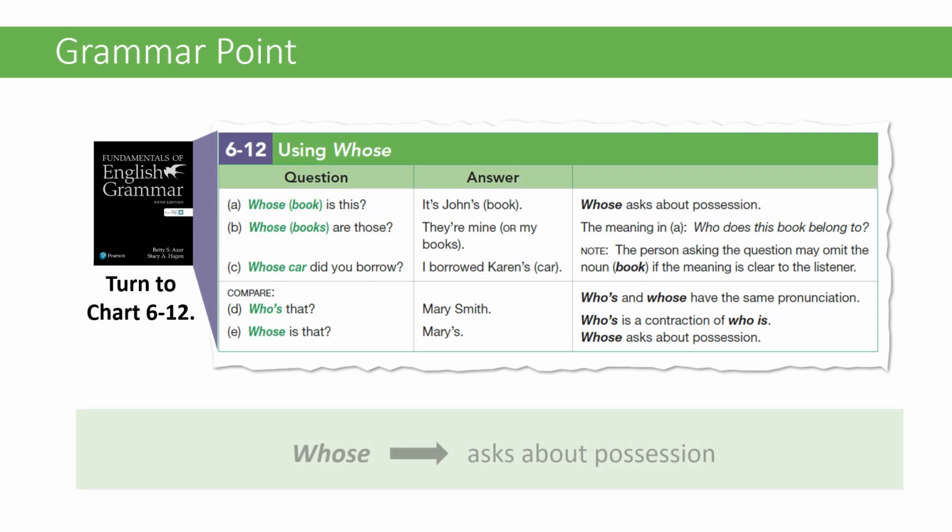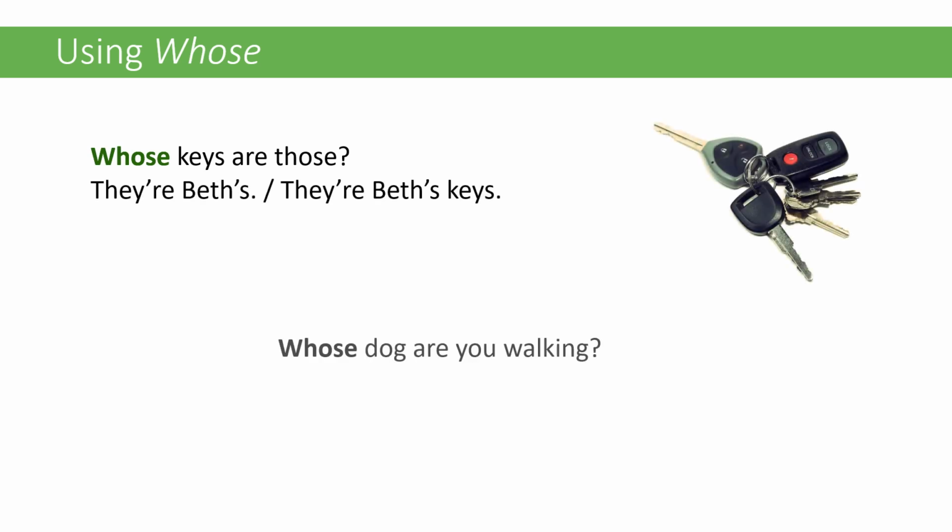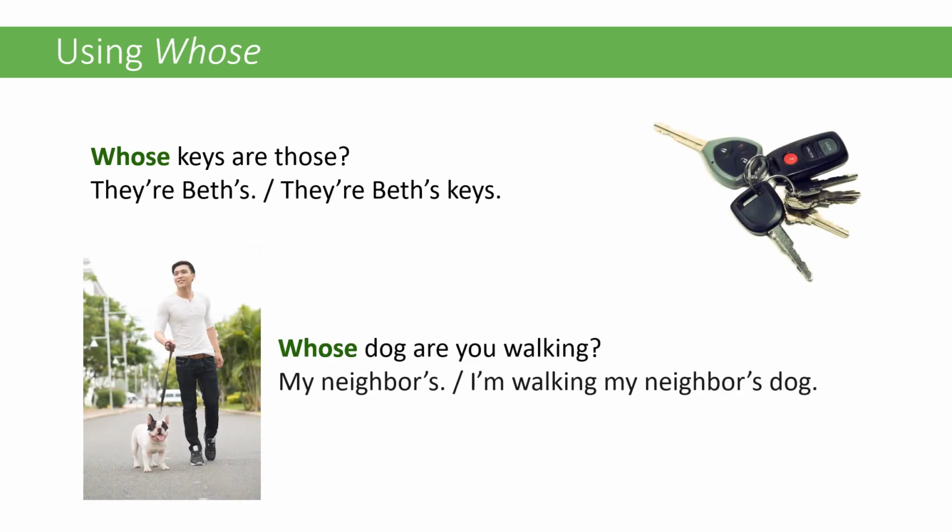We use whose, W-H-O-S-E, to ask about possession. Look at the examples. Whose keys are those? This question means, who do those keys belong to? They're Beth's. The keys belong to Beth. Here's another example. Whose dog are you walking? Or, who does that dog belong to? My neighbor's. I'm walking my neighbor's dog. The dog belongs to my neighbor.